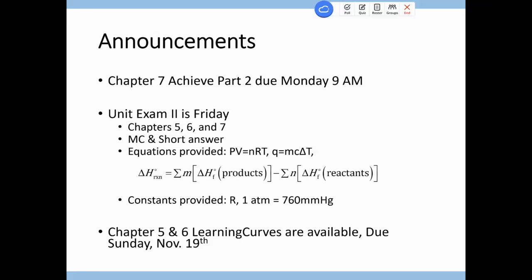Yes. So will we need to know the conversions between like atm and torr and all of those? So this one's provided. 1 atmosphere is 760 millimeters. So we'll need to memorize the other ones? Okay. So for torr, 1 millimeter of mercury is 1 torr. So 760 millimeters of mercury, 760 torr. So you should remember that.